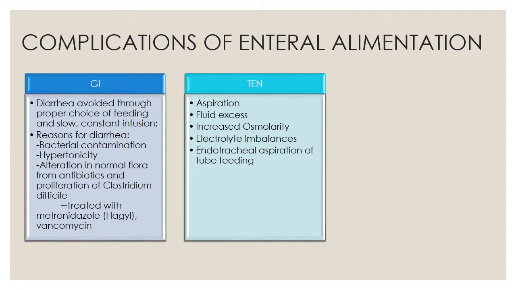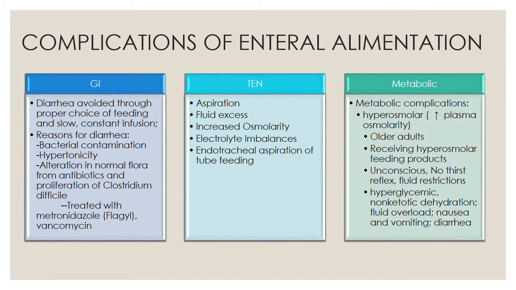In total enteral nutrition, you have the risk of aspiration, fluid excess, increased osmolarity, electrolyte imbalances, and endotracheal aspiration of tube feeding. Metabolic complications include hyperosmolar. This is an increase in older adults receiving hyperosmolar feeding products, a possibility of an unconscious patient. They have no thirst reflex. Usually they're on fluid restrictions, and then you run into the problems of hyperglycemic, non-ketotic dehydration, fluid overload, nausea, vomiting, and diarrhea.